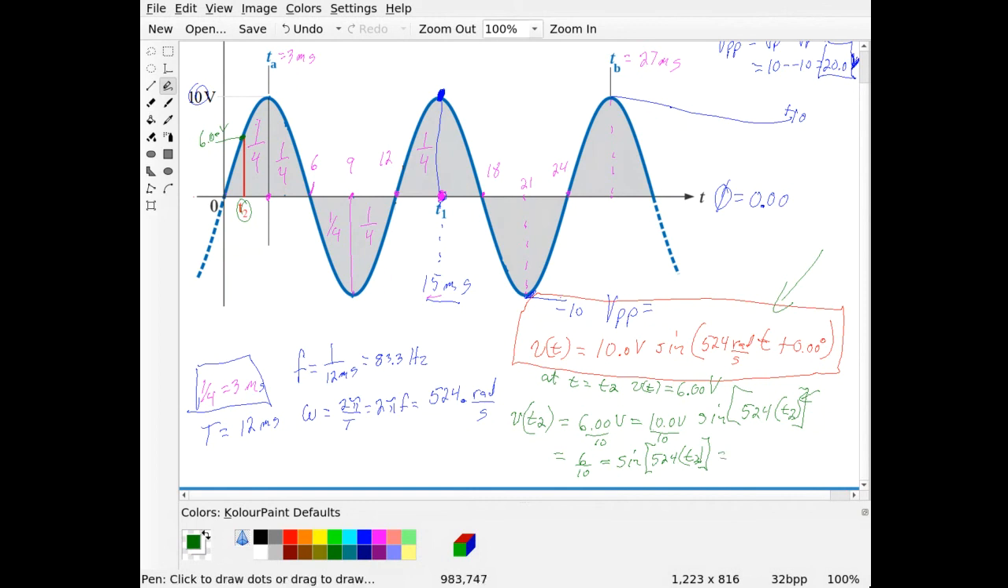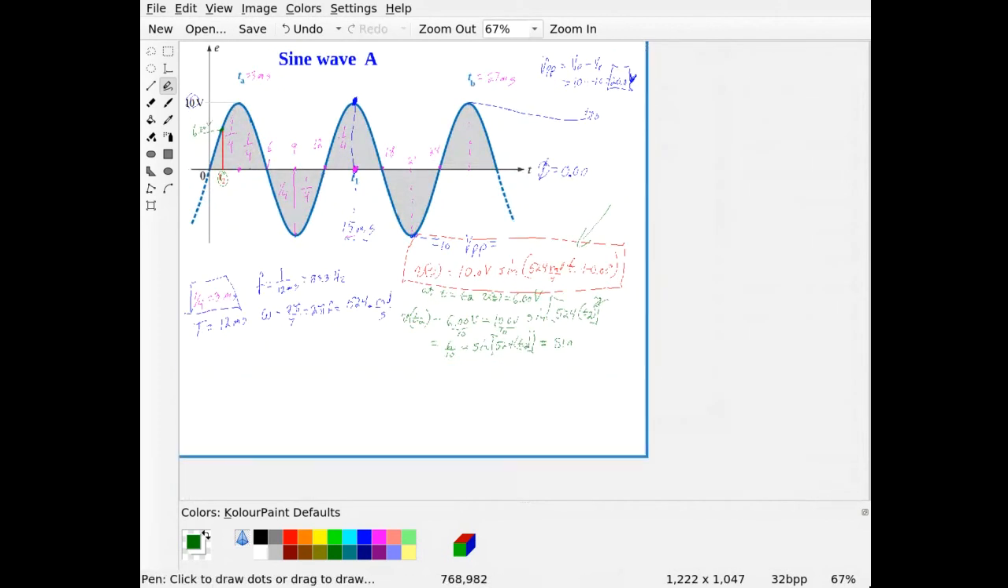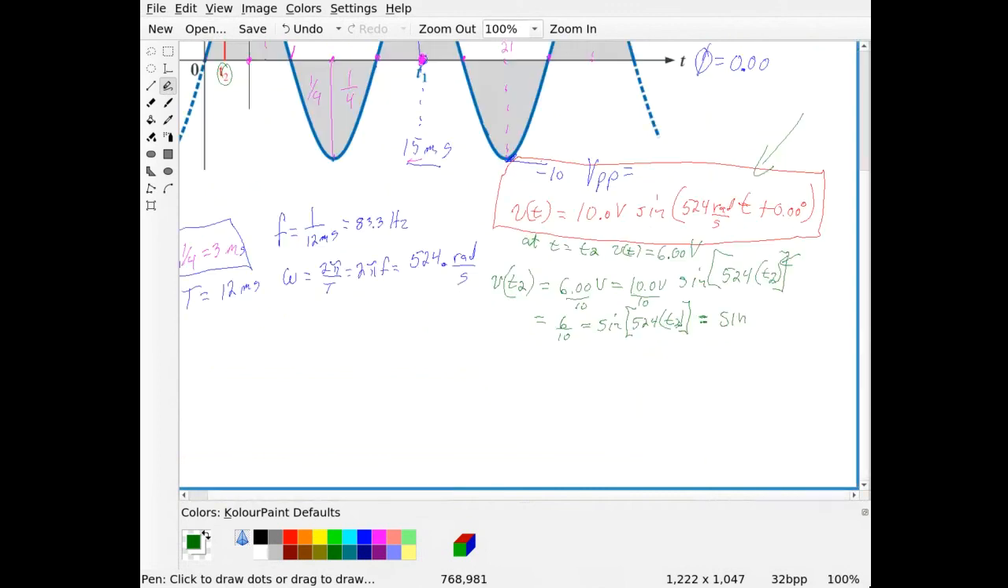And then I'm going to have to take the arc sine, or the inverse sine. Okay, so I'm going to take the inverse sine. Let's see, I'm running out of room here. Let me resize a minute. Give me a little bit more room to work with. All right, so I'm just going to come down here. So we got 6 over 10 times sine 524 T2.